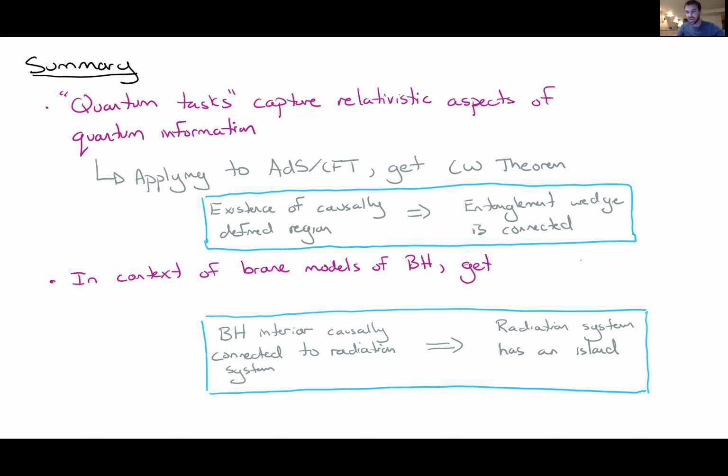So that's everything. I apologize for going over time. Just to summarize, we thought about these quantum tasks. This sort of captures relativistic aspects of quantum information, thinking about how quantum computations happen in a space-time context. Applying that to AdS/CFT, we get this connected wedge theorem. And then in the context of these BCFT models or brane models of black holes, we got this interesting statement relating the auxiliary geometry and causal features of that auxiliary geometry to the formation of an island. So thank you.